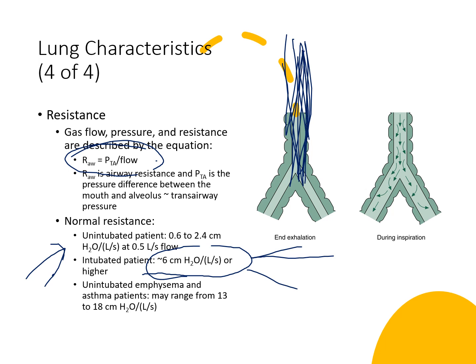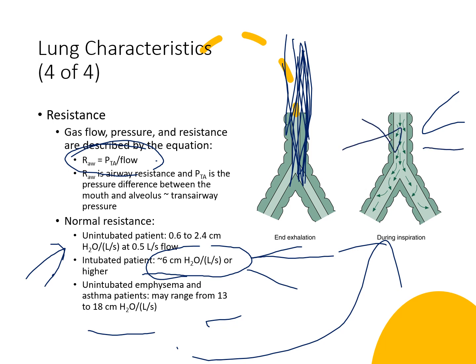If we have an unintubated patient with emphysema or asthma, they could have anywhere between 13 and 18 centimeters of water per liter per second. That could be that high just at baseline without positive pressure. So now we put them on a ventilator. Let's say we put any of these disease conditions on the ventilator. What happens to the frictional force it takes to get gas through those small or obstructed conducting airways? Well, it's going to increase. We're going to have a higher Raw the more these airways become narrow.